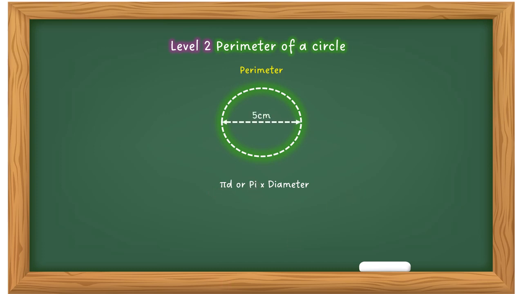So in this case, if the diameter is 5, you have to remember that pi is 3.14, then you simply multiply it by 5, and that tells you the distance around the circle is 15.7. Now, just a note here, for the perimeter of a semicircle, you simply divide it by 2, and that will give you the distance from there to there. Half the circle.